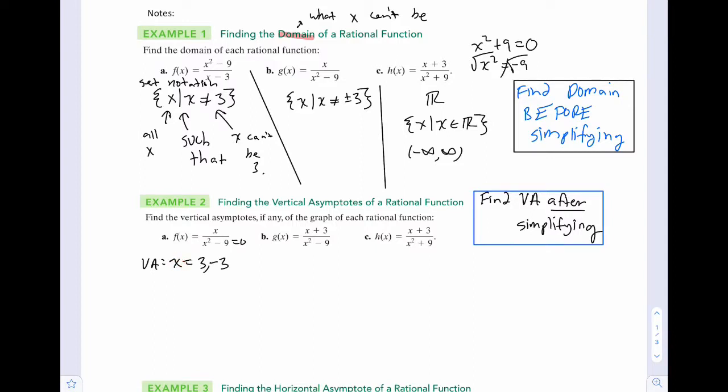Notice how I'm writing x. If you just write negative 3 and 3 without the x, you will get marked wrong. So don't forget to write x. You absolutely need the equation. So A is pretty straightforward. You notice it's pretty similar to what I did up here.